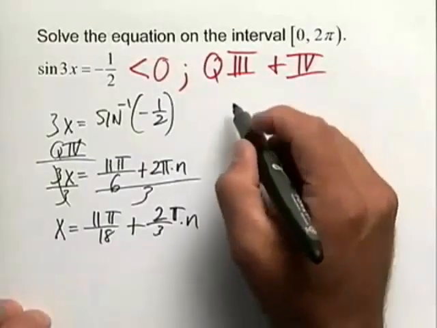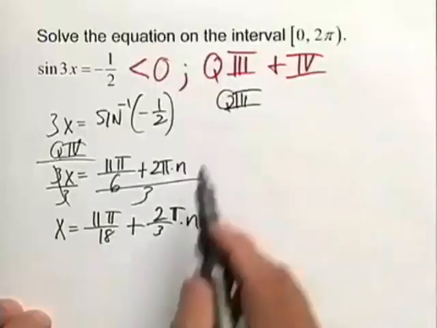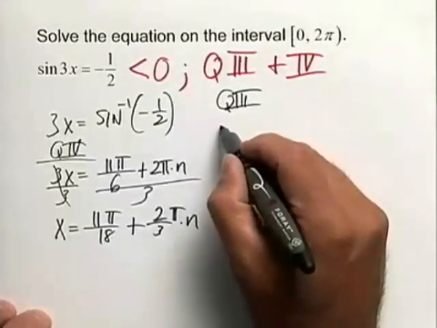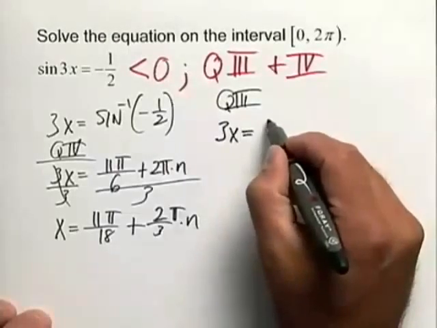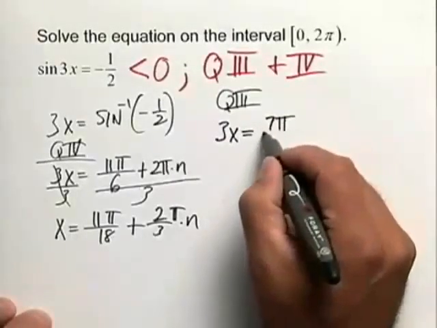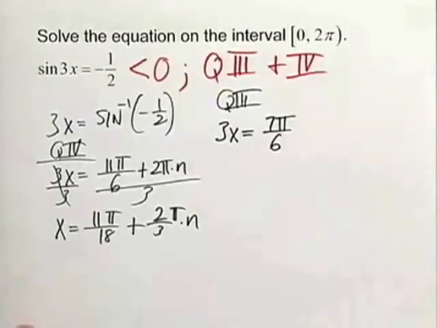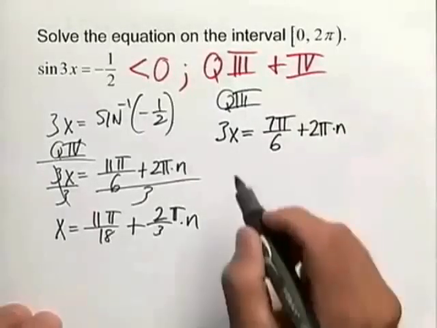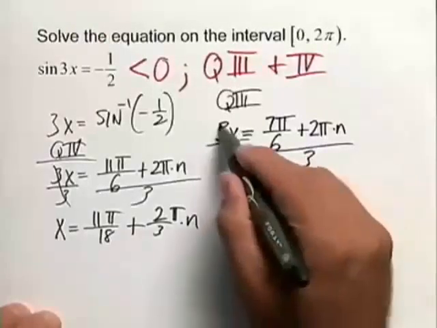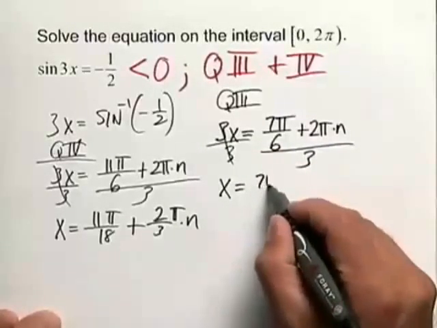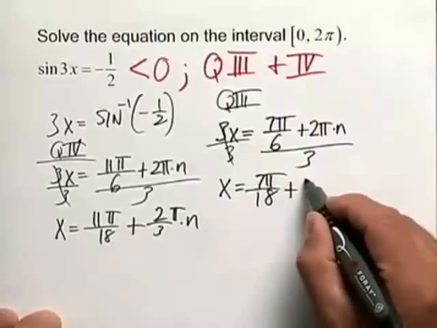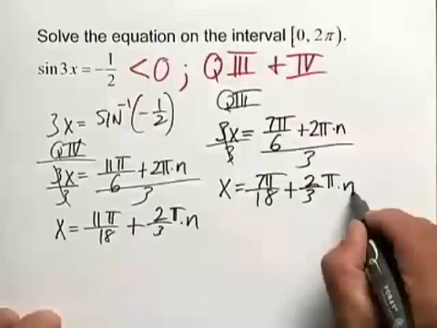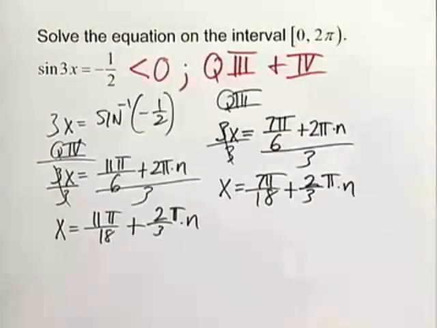Now let's think about quadrant 3. In quadrant 3, again, our reference angle is pi/6. So we can also say that 3x is going to be equal to 7 pi/6 in quadrant 3. Again, addressing the periodicity, we're going to add 2 pi n to that value. As before, we divide both sides by 3. So from this, x is then equal to 7 pi/18 plus 2/3 pi times n. So these are the infinite number of solutions in both quadrant 3 and quadrant 4 that satisfy this trigonometric equation.